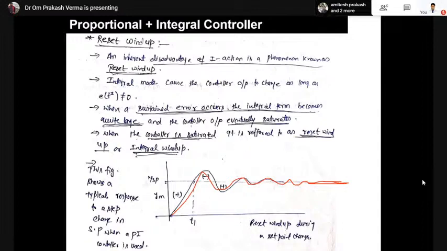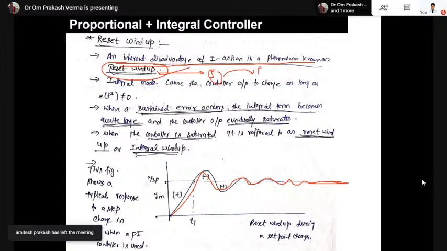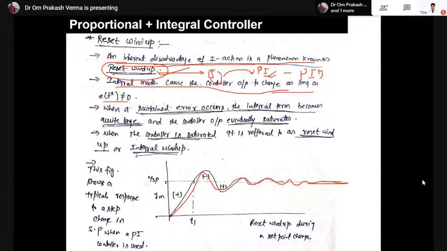In the integral disadvantage, the phenomenon is known as reset windup. Reset windup generally occurs only due to the integral controller. It may be in the PI controller and it may be in the PID controller, not due to the proportional and derivative controller. The integral controller causes the controller output to change as long as the error is not equal to 0; as long as it is not equal to 0, the control action will act.